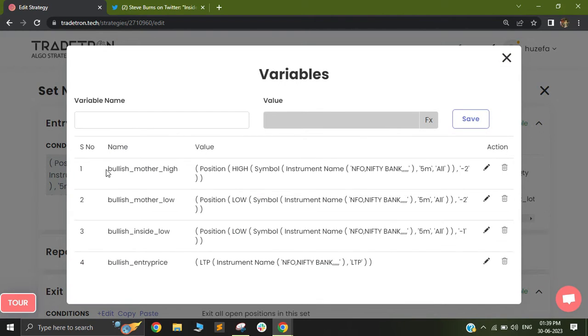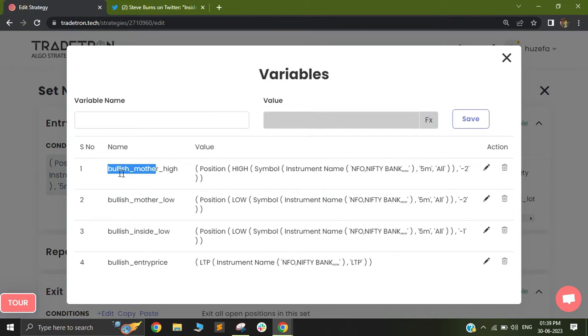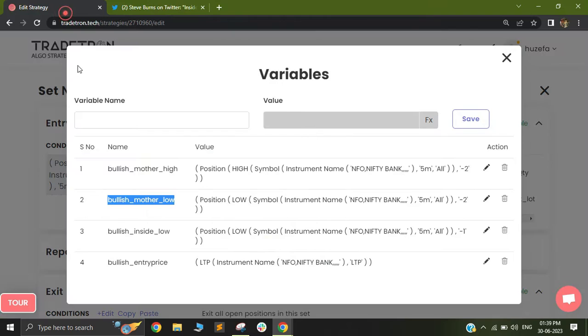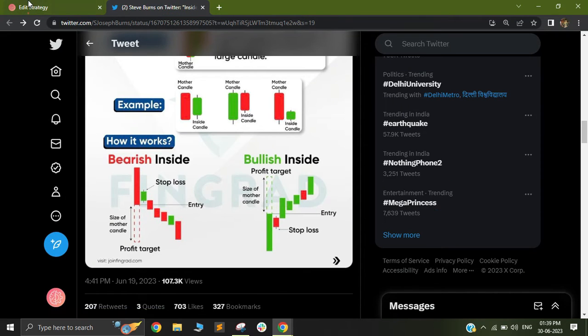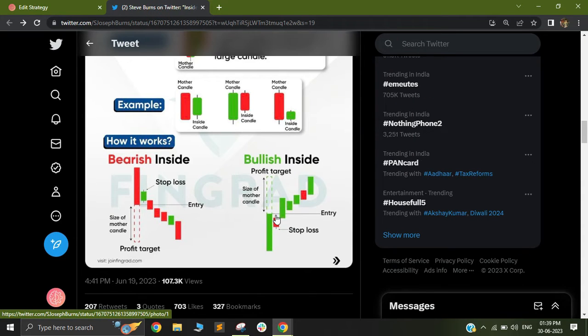runtime variables. So you can see I have made a runtime variable for the bullish mother candle. So this green candle is what I'm calling a mother candle. So the mother candle high and the mother candle low have been captured as a runtime variable. I'm also capturing the low point of the inside candle, which is mentioned out here. So the bullish inside candle low has been captured out here, so that I can use this as my stop loss. And then finally, I'm looking at the entry price. So this is the entry price that Bank Nifty was at when I was taking the trade.